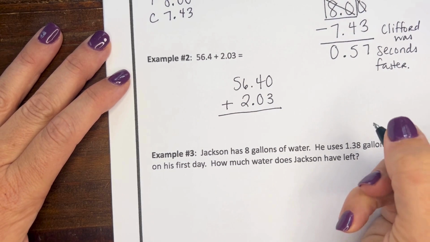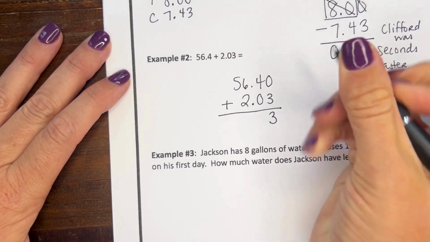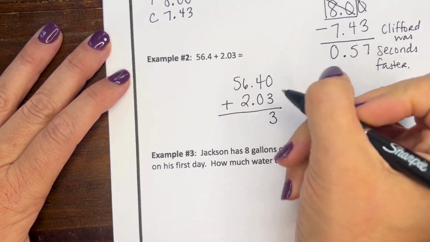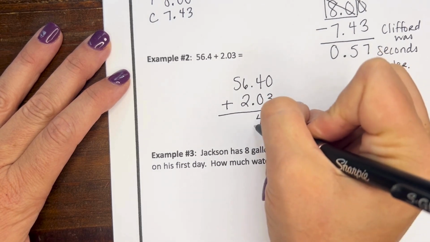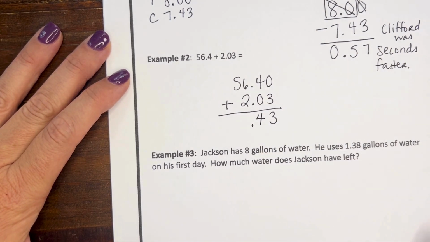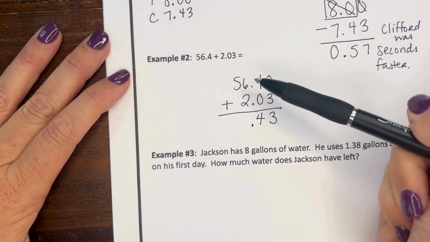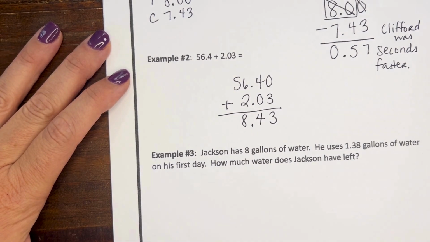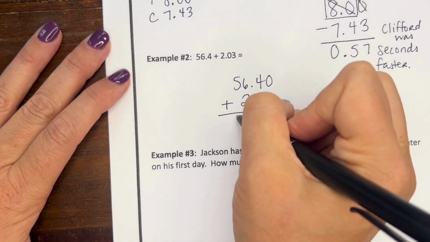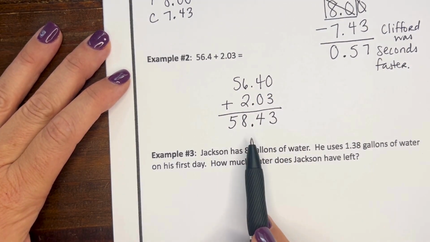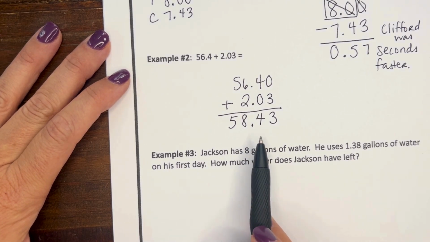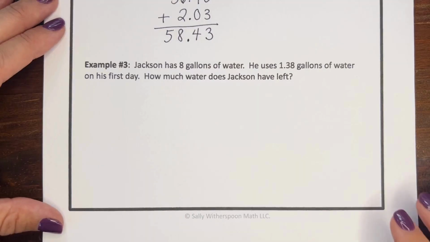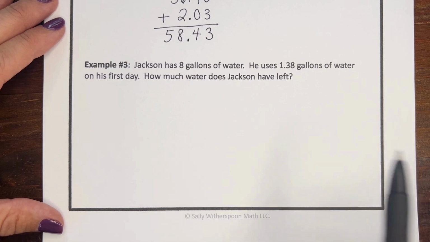0 hundredths plus 3 hundredths is 3 hundredths. 4 tenths plus 0 tenths is 4 tenths. Bring that decimal point down. Now we're just adding regular whole numbers. 6 ones plus 2 ones, that's 8 ones. And then 5 tens is all by itself. Bring that 50 down. So we have, let's read this number together, 58 43 hundredths.